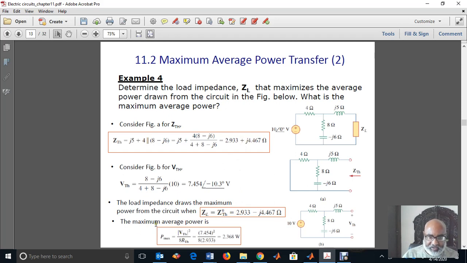The maximum average power is the absolute value of V Thevenin squared over 8 times R Thevenin. We already found V Thevenin. The magnitude of this is 7.454, squared, over 8 times 2 times 9.33, because this is R Thevenin, and we get the power 2.368 watts. So that's all about today's class.